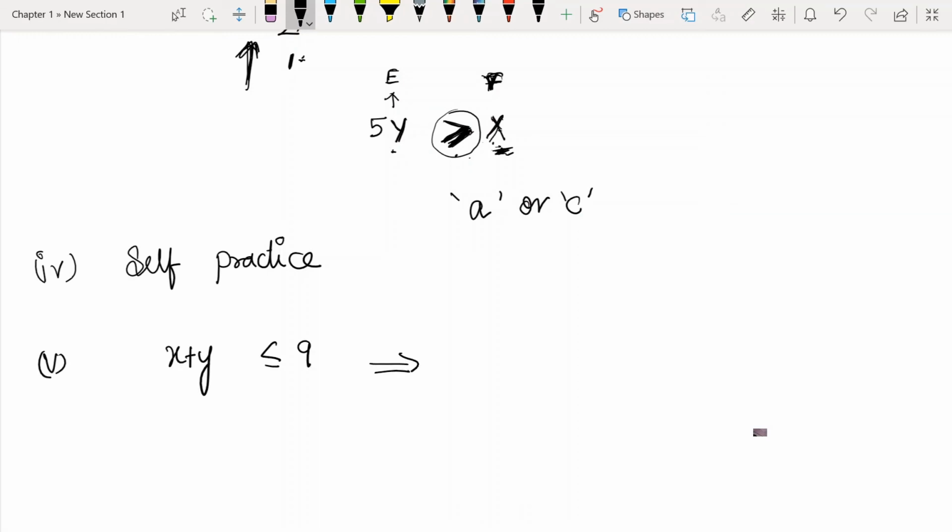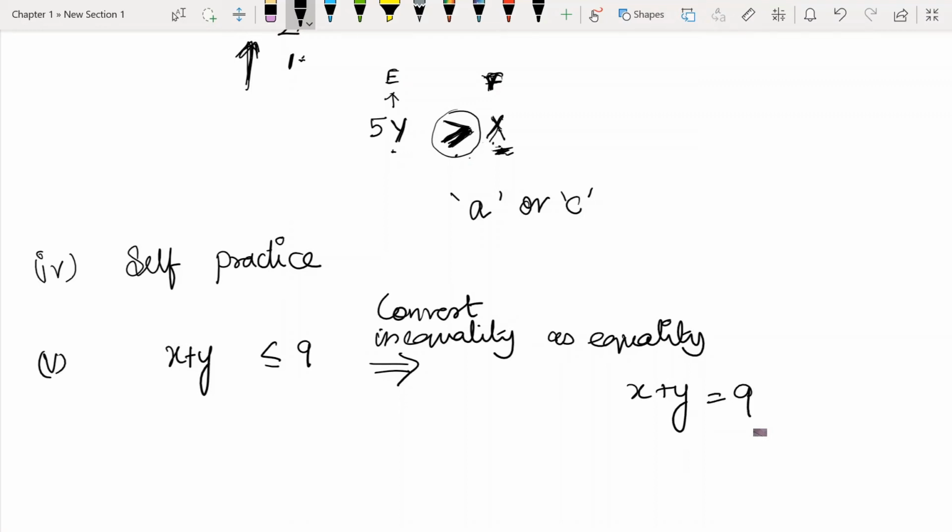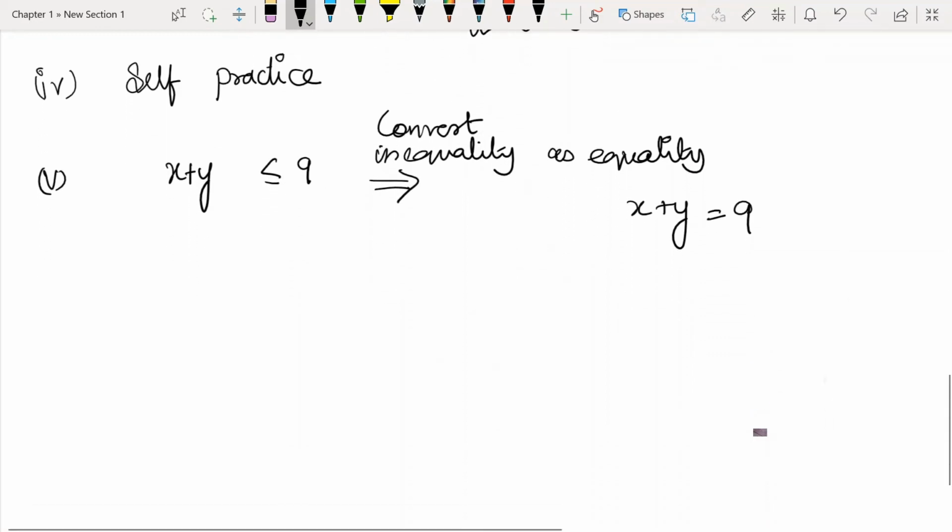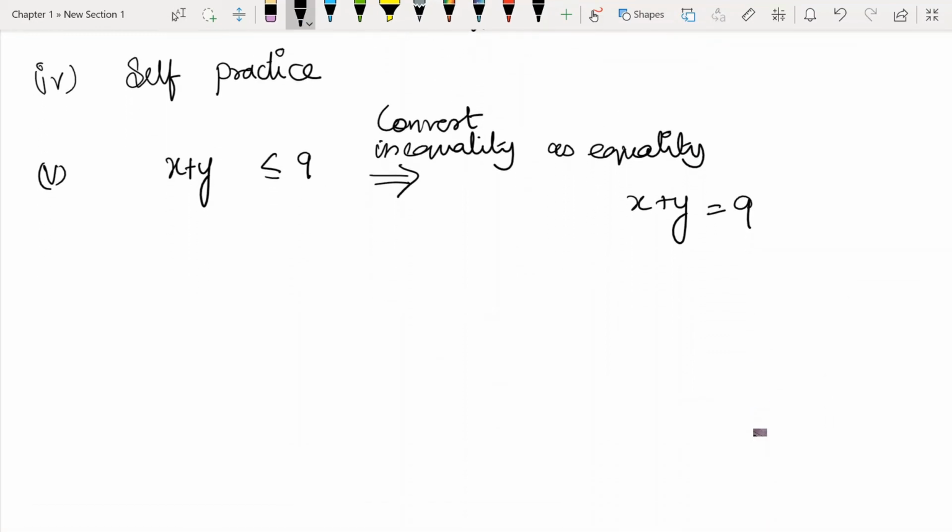First let me convert the inequality as equality. Convert inequality as equality means what? x plus y equal to 9. Now this is a linear equation. Normally, when there is no coefficient, or the same coefficient which can be taken out as common, the line will look like this.